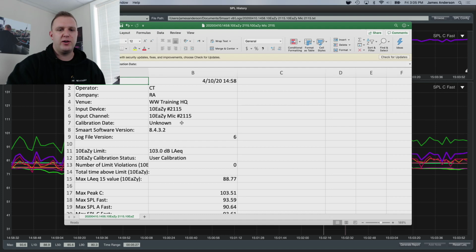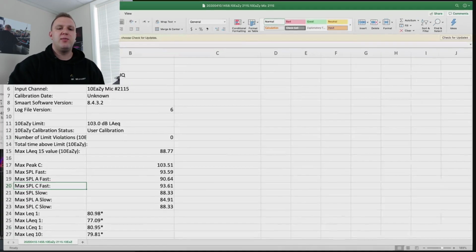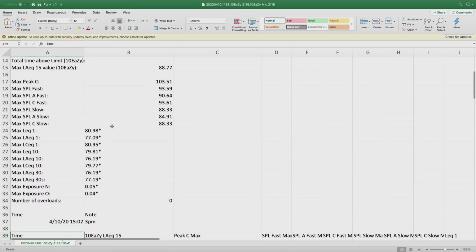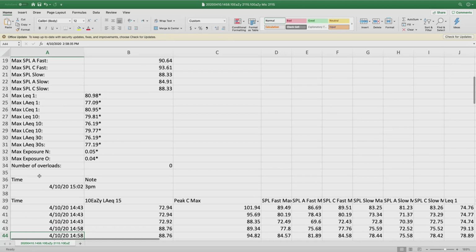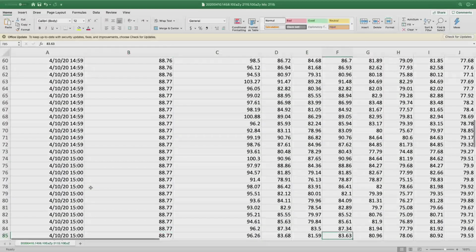So this is where we had set up the log file, the software versioning, the 10EZ config in this case because we're using 10EZ as an input, and then as a summary we have the max values for all of the different things that we were measuring. There's an asterisk next to all the LEQ measurements because I reset the buffer. That's just saying, hey, these buffers have been reset. And then there's the time-stamped note, 3 p.m., followed by each 3-second interval for each metric we calculated.